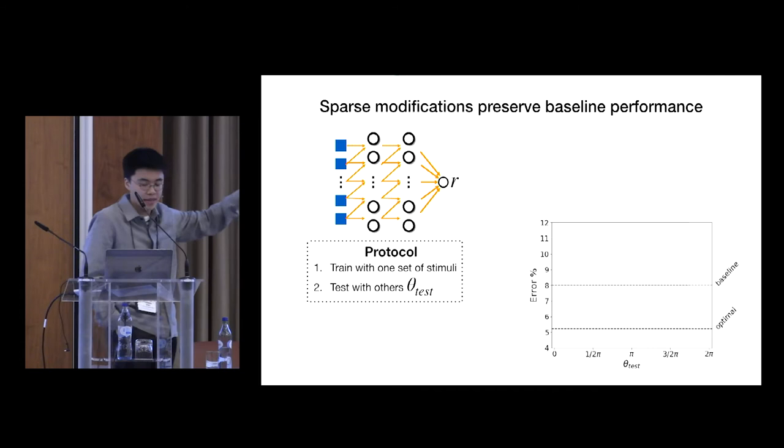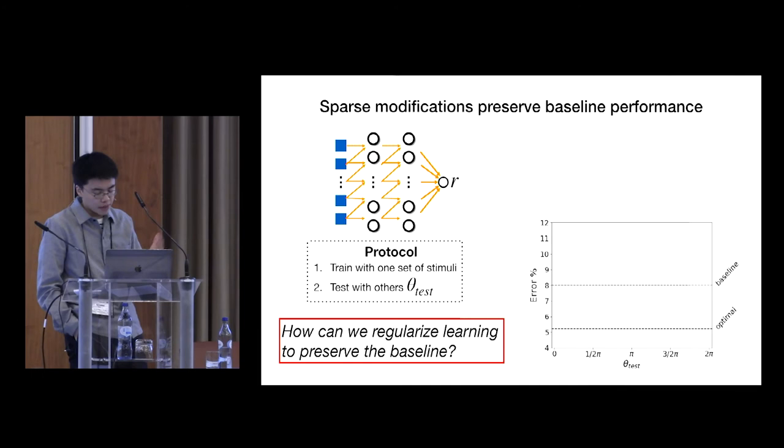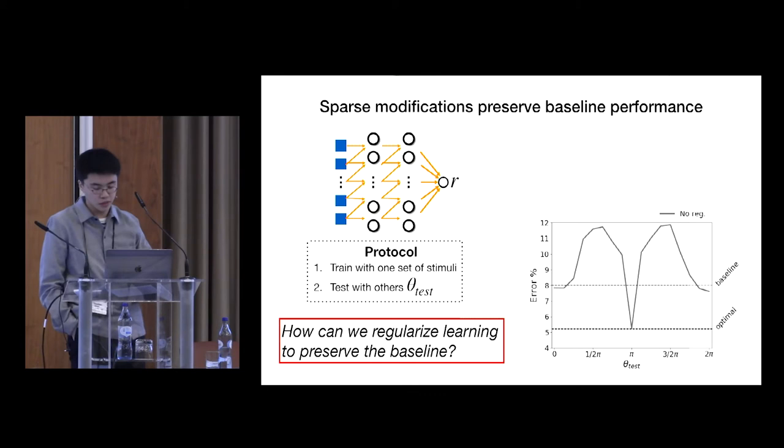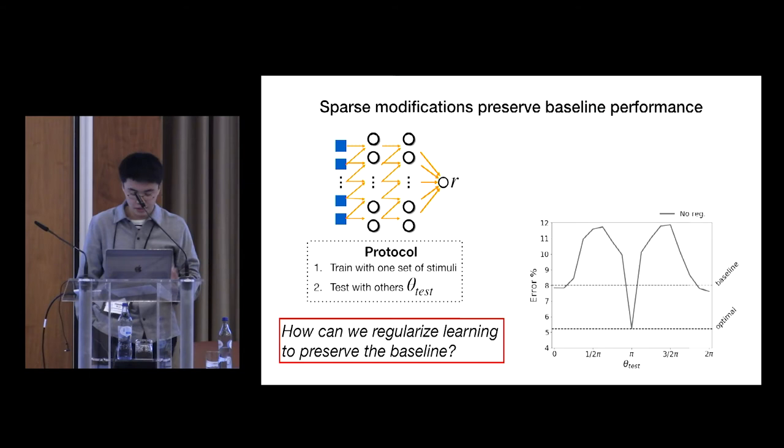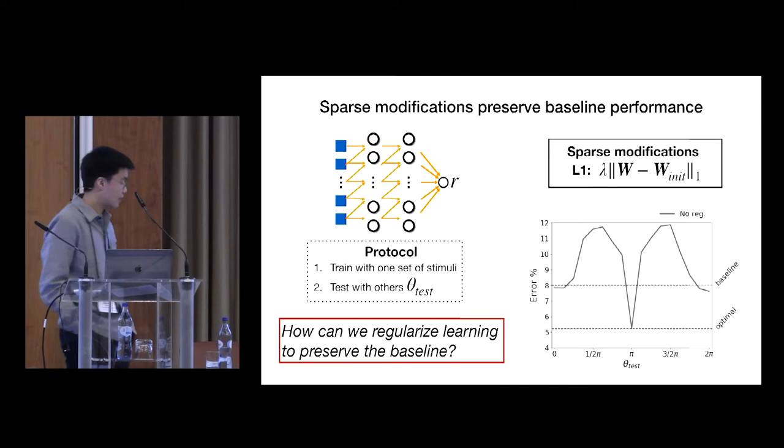So for example, if you just do stochastic gradient descent and backpropagation through this network, this is roughly what you see, right? You get optimal performance for the orientation that you trained, but you get much worse performance for the other places. Fortunately, what we found, and we have an understanding of this that we can maybe discuss later, is that the way to prevent catastrophic forgetting in this case is to force sparse modifications, right?